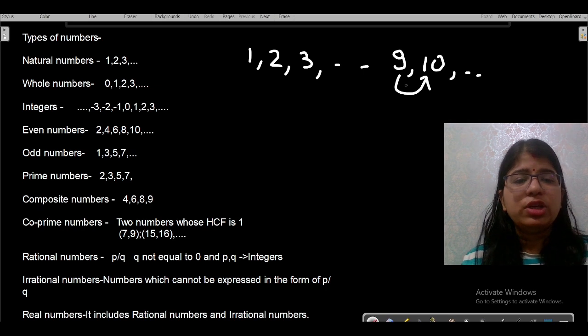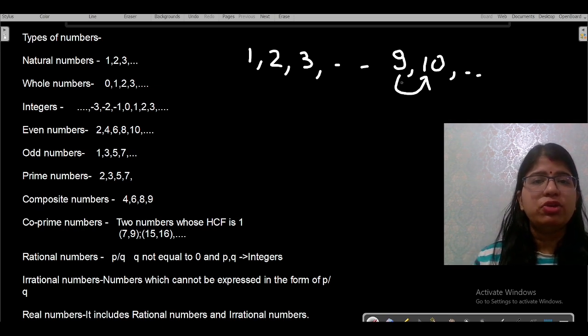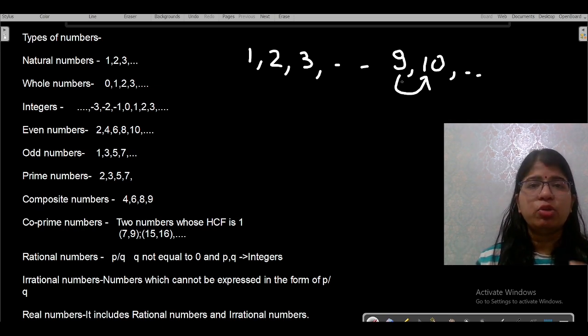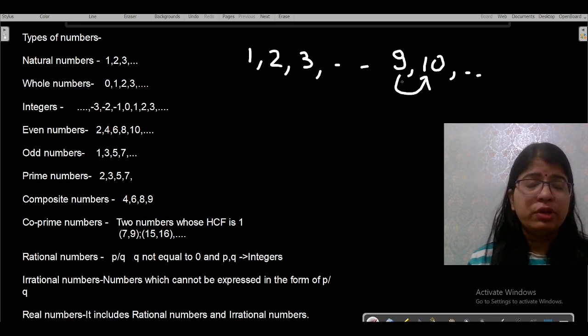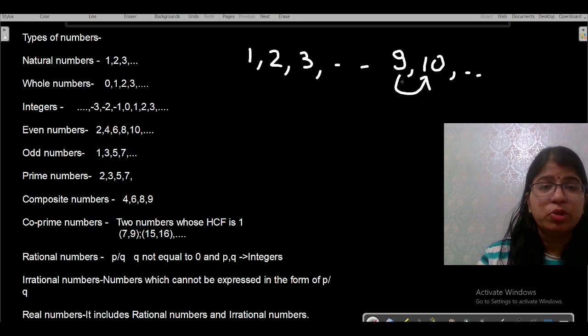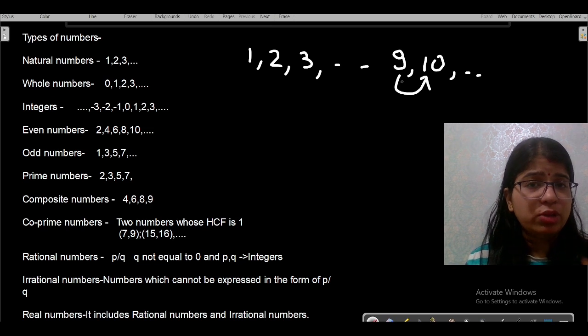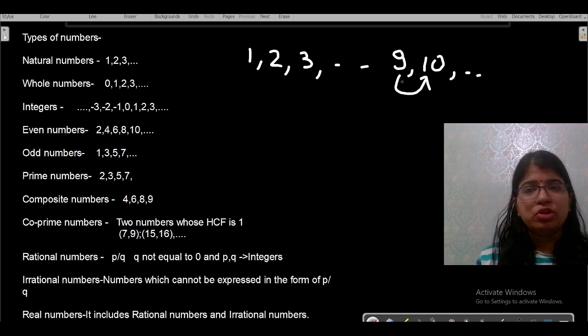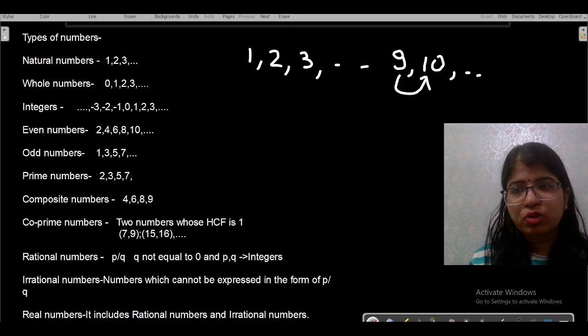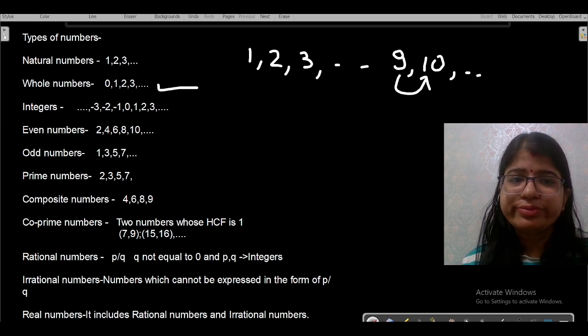Why? Because if you have a 0, you can write any number. If I tell you to write 90,000 or 40,000, then also you can easily write it. If I tell you to write 1 crore 28, then also you can write it. Why can you write it? Because there is a number called 0, by using which we can write any number. So in this way we can say the whole number starts with 0. Whole number starts with 0.